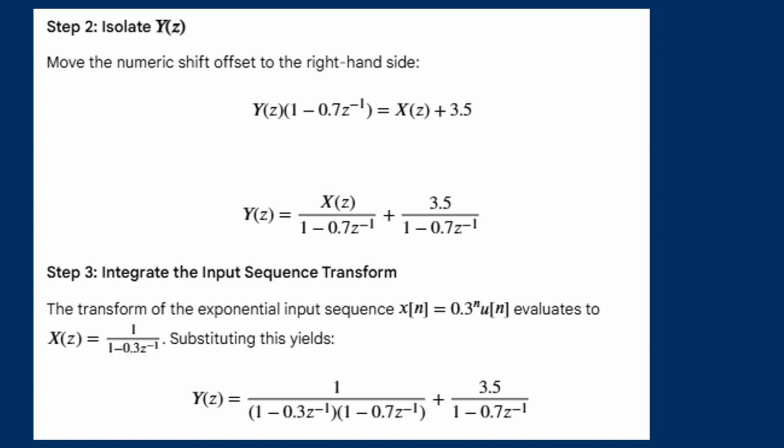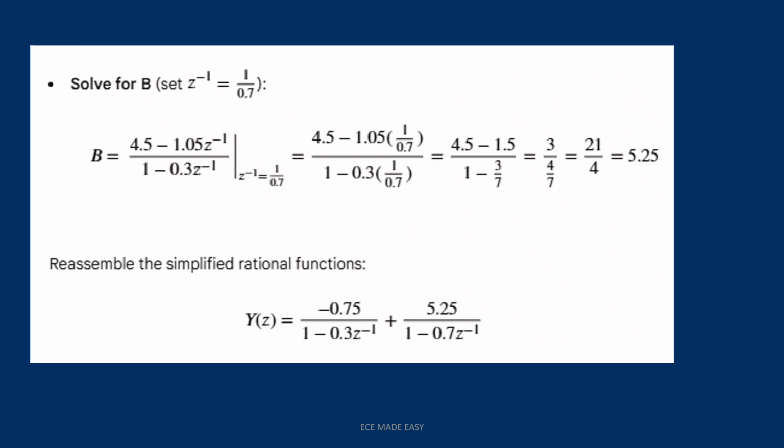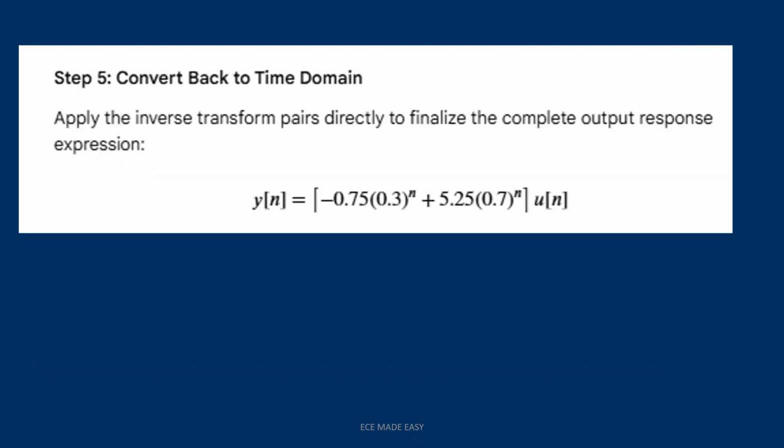Then see, you obtain the roots of the denominator. After that we are using partial fraction, finding the values of a and b using the residue method. After finding the values of a and b, substitute, and you will get the overall final equation of y of z. And then you take the inverse z. You will get y of n equal to minus 0.75 times 0.3 to the power n plus 5.25 times 0.7 to the power n u of n. So like this you have to solve the given linear constant coefficient difference equation.